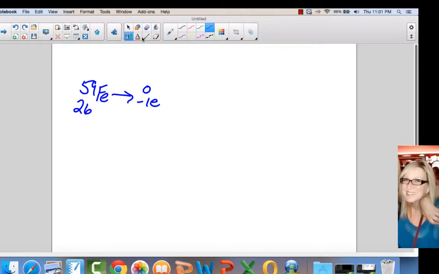And remember that we treat the arrow like an equal sign. So 59 is on the left. 0 plus what is 59? This is going to be 59. 26. So this has got to be 27 because that's a -1. And we want it to equal. Then I go to my periodic table and I look up element number 27. And element 27 is cobalt.